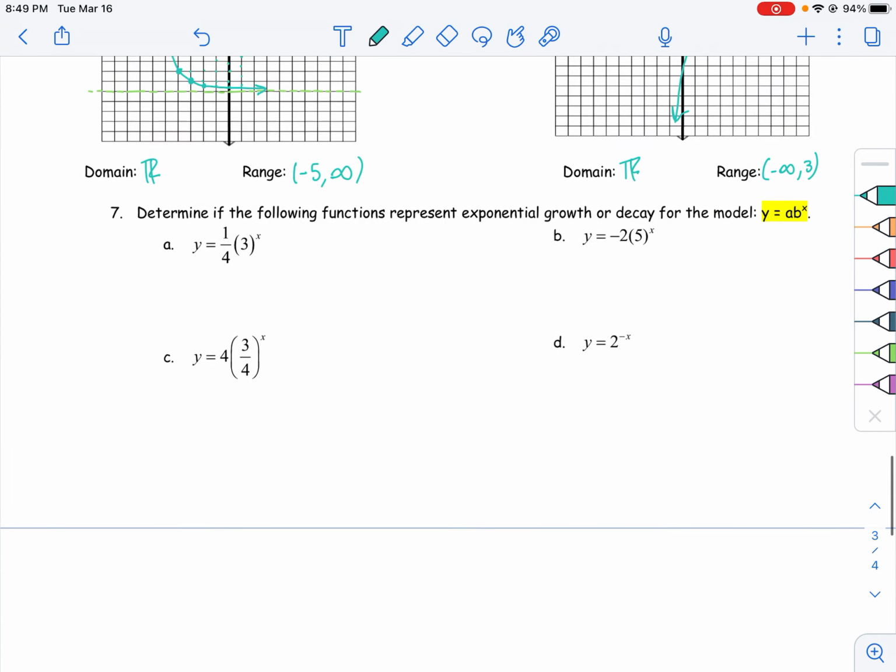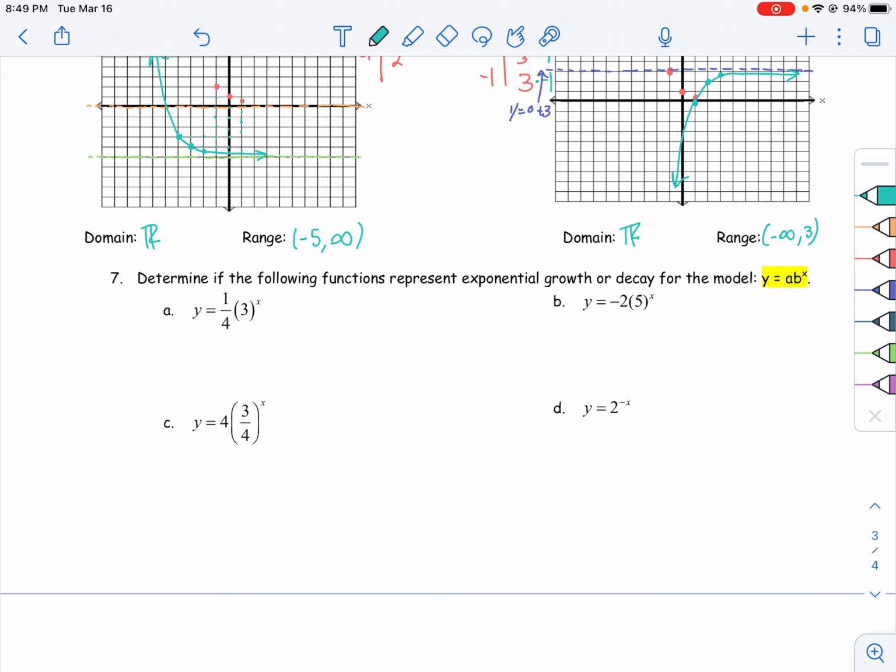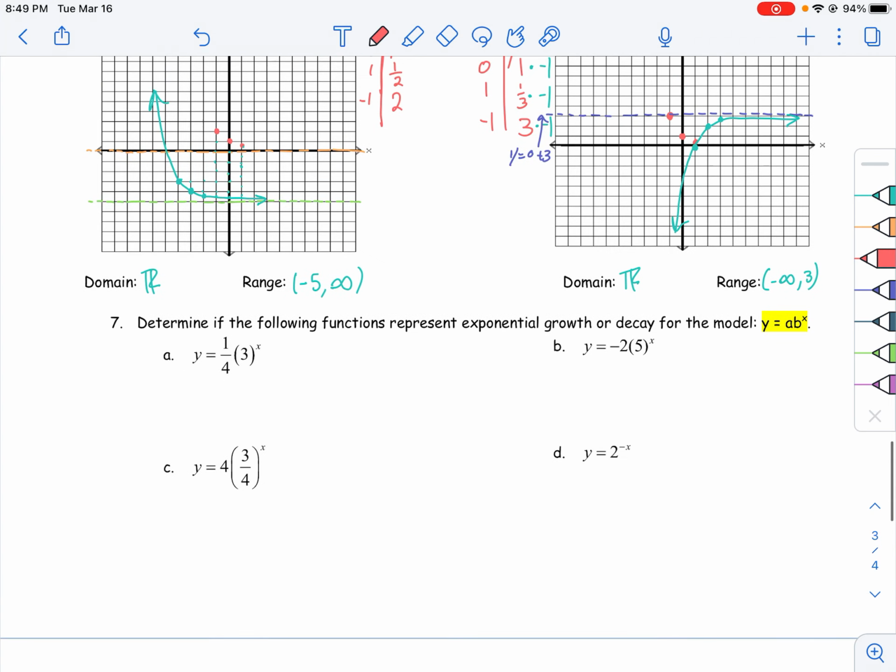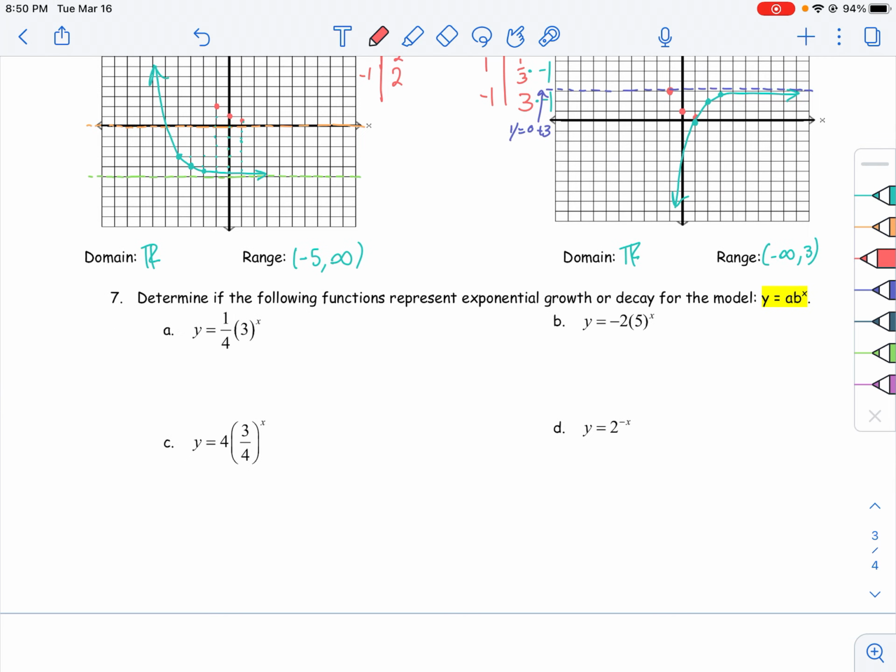All right. So that's all the graphing stuff. It can get a little dicey sometimes. So let me know if you guys have any questions. I'd always be happy to help, maybe show you a different way to graph. But yeah. The last part here says determine if the following represents exponential growth or decay. All you have to do is look at the b value. b greater than 1 means growth.